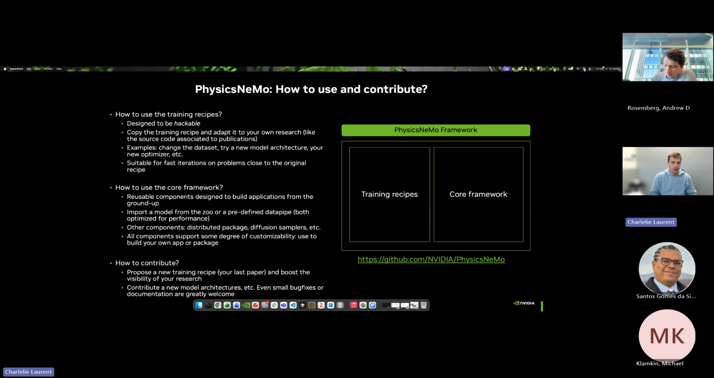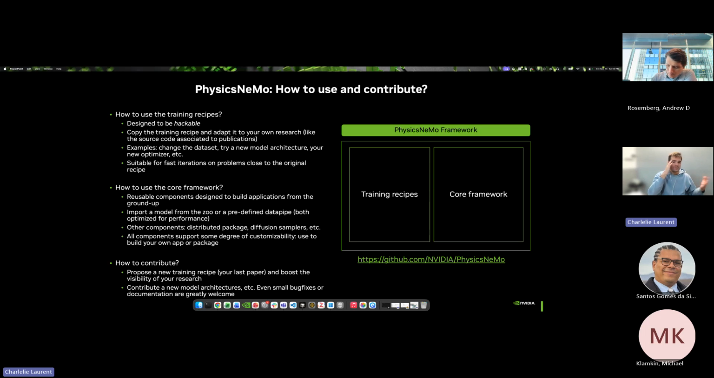Then the second thing is the core framework. Those are reusable components that you can import from PhysicsNeMo and use in your own applications to build them from the ground up. The very first thing is the model zoo and the data pipes. Both of those are optimized for performance.